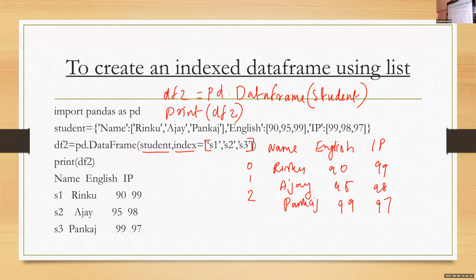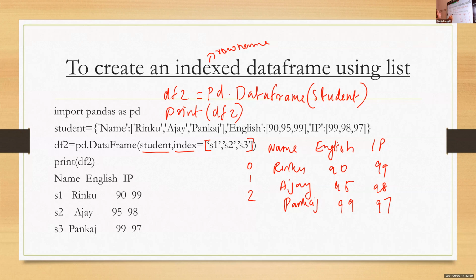Indexing means giving row names to the data frame. Index means row name. So the default row names are 0, 1, 2. I want to change these default row names with S1, S2, S3. For that, I am using the statement pd.DataFrame, and after that student. Student is the dictionary used to create the data frame. So first write the dictionary name student here. After that, comma, then use the keyword index.